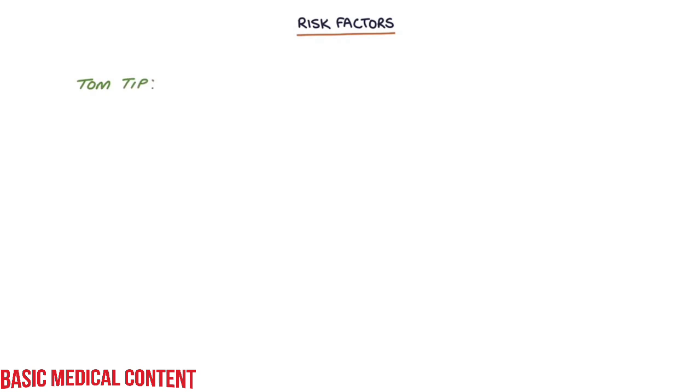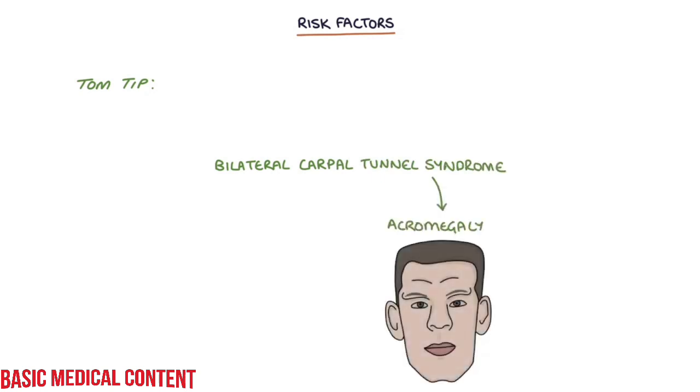A top tip for you: when I was preparing for the PACES exam, the link between bilateral carpal tunnel syndrome and acromegaly came up several times. Cases would present a patient with symptoms of bilateral carpal tunnel syndrome. The challenge was not only to diagnose carpal tunnel syndrome, but also to identify the underlying cause.